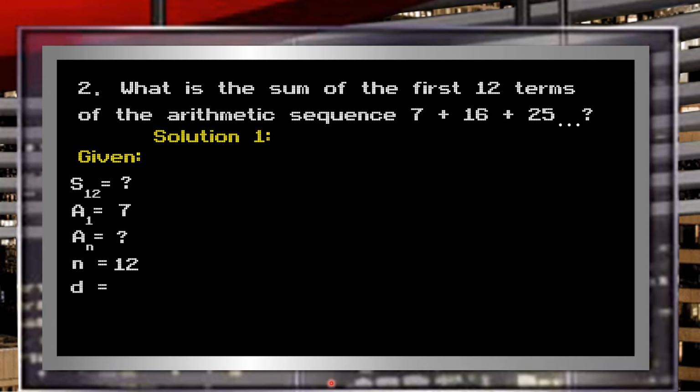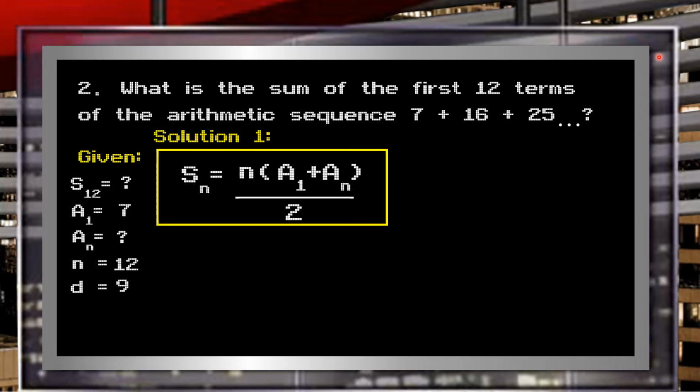Ang difference natin, subtract lang natin 16 minus 7 o kaya 25 minus 16 which is equal to 9. Or kapag ka-check natin, 7 plus 9, 16. 16 plus 9, 25. Okay. Now, ito yung formula na hindi given yung last term, diba? I mean, given yung last term, pero wala sa given natin yung last term. Ulitin ko lang, ito yung formula natin na may last term dapat, pero hindi given yung ating last term. So, solve muna natin yung last term para magamit natin yung formulang to.